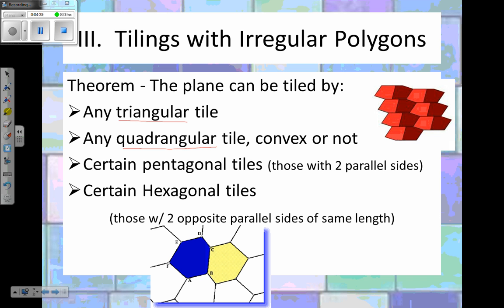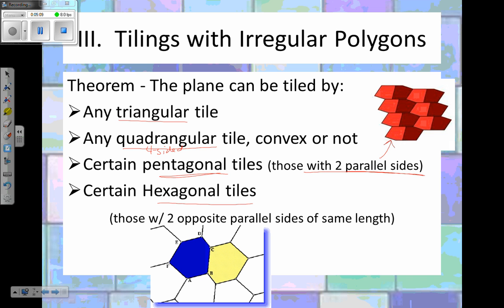Any four-sided tile, a quadrangular is a four-sided tile. You can do it whether it's convex or not. We have an example here of a five-sided tile. This is an example of pentagonal tiles. However, you cannot do it with a regular pentagon. It has to be a pentagon that has two parallel sides. Otherwise, you won't be able to tile a floor with it.